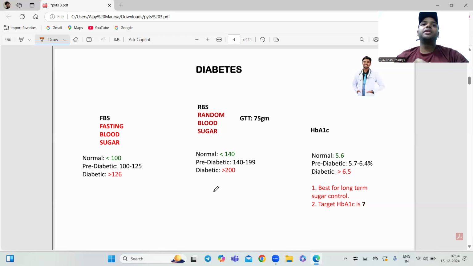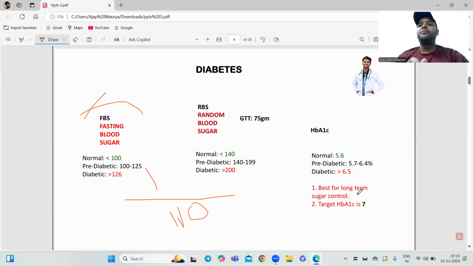Suppose they give an FBS, and the value obtained is 110. Then what is the condition? It is pre-diabetic. Like this you have to interpret. So guys, see here, the overall best test for diabetes is the fasting blood sugar. The fasting blood sugar is overall best.